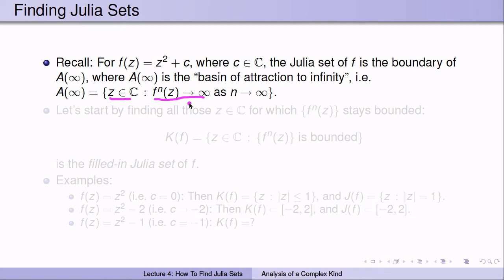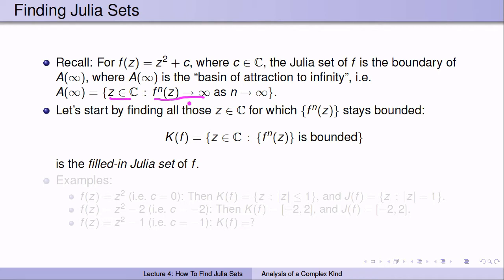So how do you find A of infinity and therefore its boundary, the Julia set? Let's start by finding the opposite of A of infinity, namely all those z for which the orbit stays bounded under iteration. So you can apply f as many times as you want to, but they never run off to infinity. That's called the filled-in Julia set. Let's look at some examples.